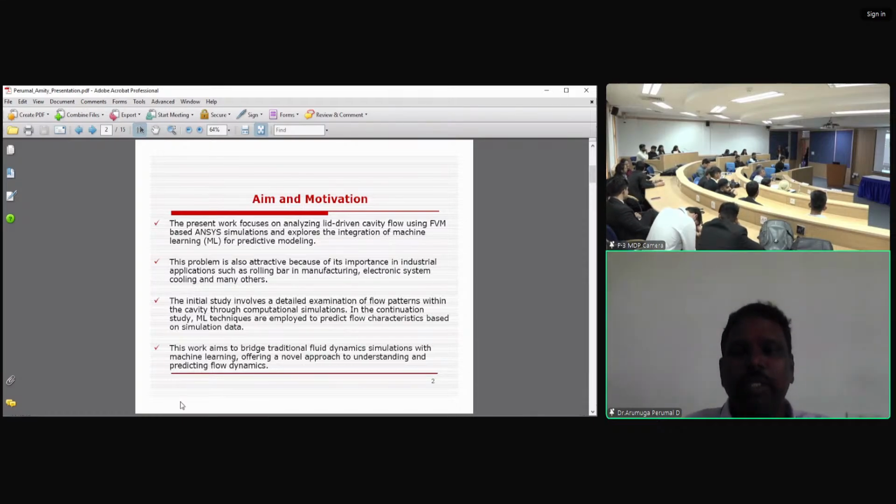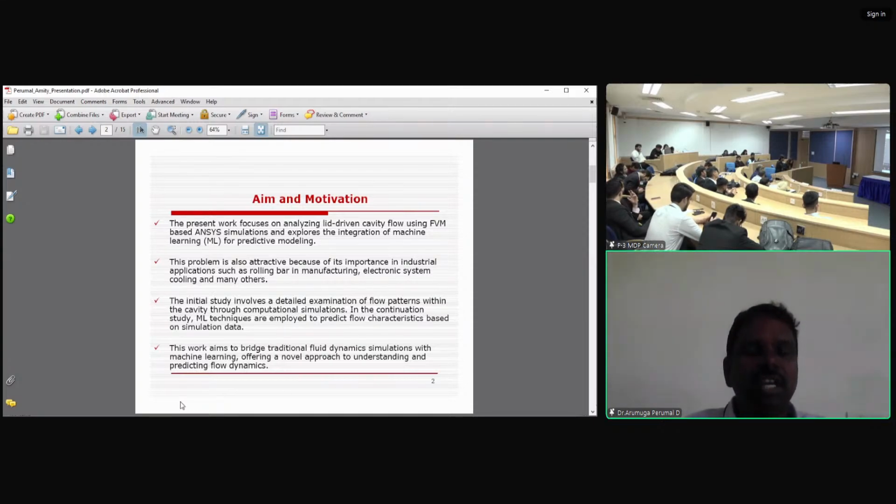That is why we study lid-driven cavity flow using the finite volume method based ANSYS Fluent simulation software. Next, we explore the data, then we model using machine learning algorithms. The lid-driven cavity flow is attractive for many applications, including rolling in manufacturing and electronic system cooling. Initially, we study flow patterns within the lid-driven cavity through ANSYS simulation.